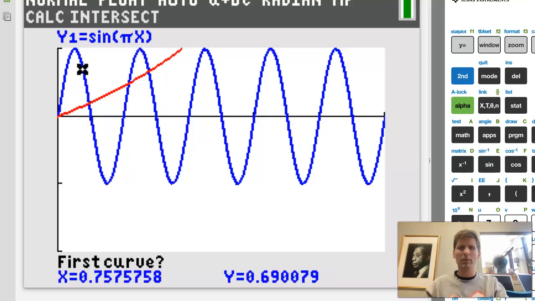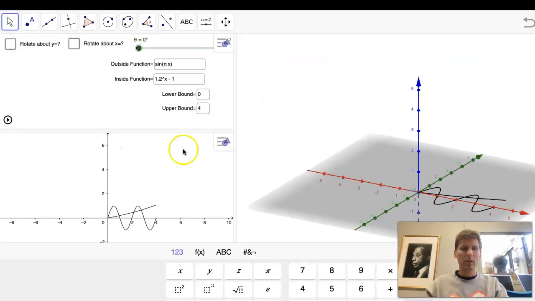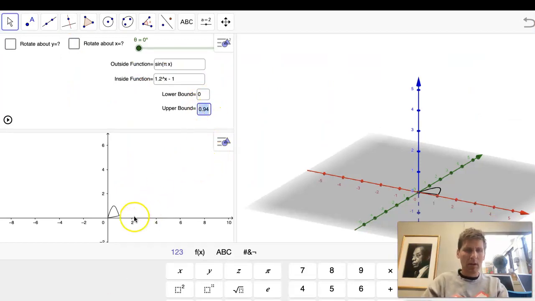It was this point of intersection. First curve, enter. Second curve, enter. Guess, enter. 0.940. Okay, so let's go back to this. So we will go to 0.940. Enter. So now we can see this.